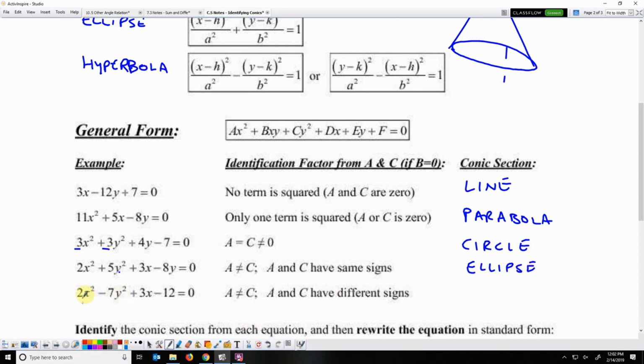Here both squared terms exist, so a and c both are not 0. They're not the same number, and they are different signs. That makes it a hyperbola.